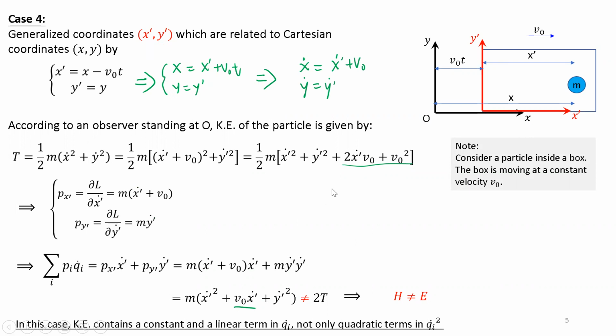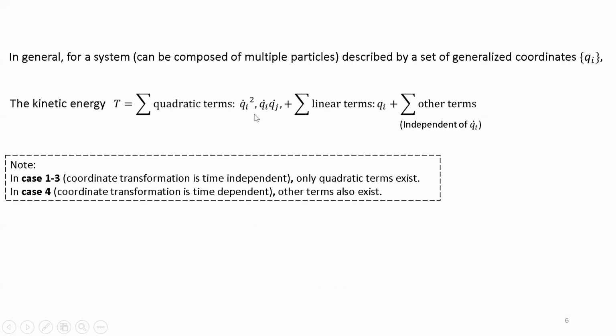So in general, for a system, it does not have to be just one particle, it can be many particles. The kinetic energy should be able to be expressed in this form: the quadratic terms, the linear terms, and the so-called other terms. That does not contain any q dot. Here, sorry, I'm missing a dot here.